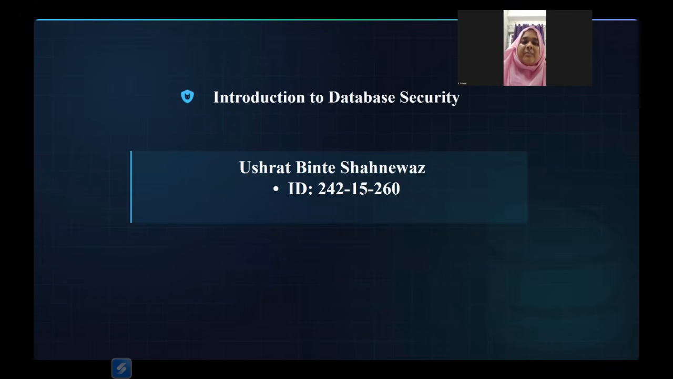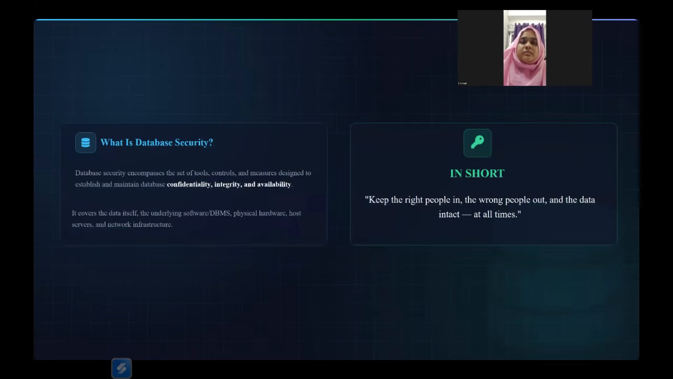And this is my part, Introduction to Database Security. So, what is database security? Database security means protecting data from unauthorized access or damage. It ensures confidentiality, integrity, and availability, keeping the right people in and the wrong people out, and the data safe all the time.